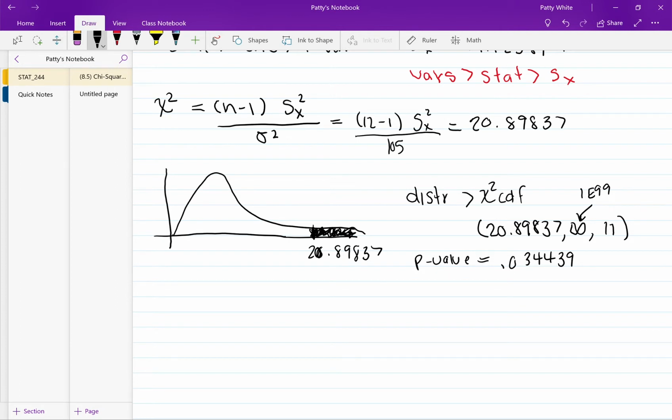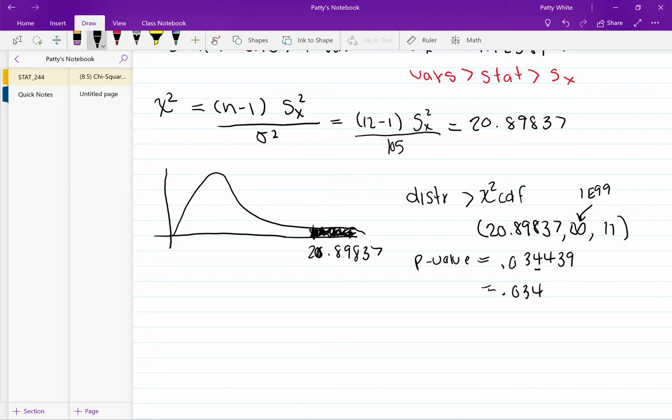Now in Connect, if you entered 0.0344339, it would mark it wrong because they asked you to round to 3 decimal places. So what Connect wants to see to get full credit is 0.034. All right, we have our p-value.